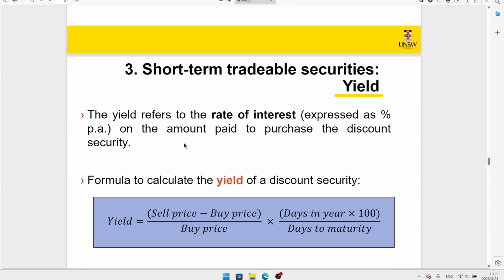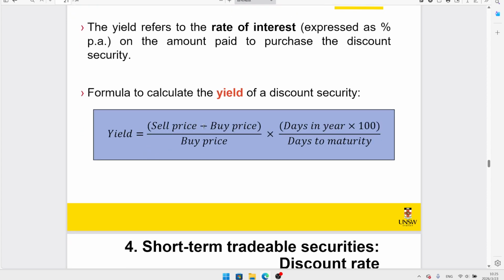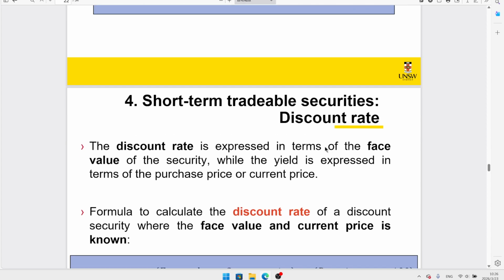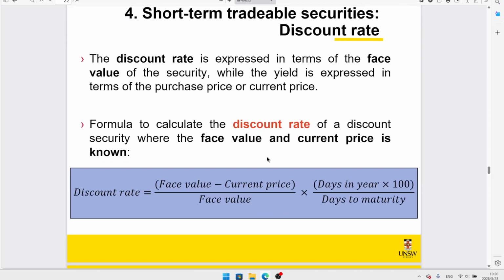Another is yield. The yield refers to the rate of interest on the amount paid to purchase a discount security. The formula to calculate the yield of a discounted security is the sale price minus the buy price, divided by the buy price, times the days in the year, times 100, divided by the days to maturity. It is a percentage because you multiply by 100. The discount rate is expressed in terms of the face value of the security, while the yield is expressed in terms of the purchase price or current price.